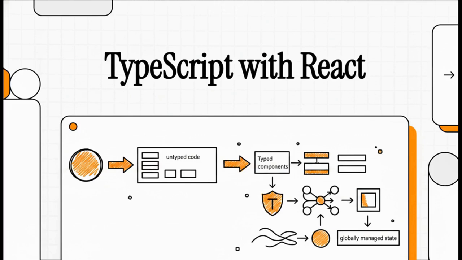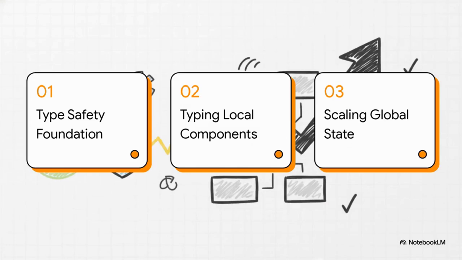We're going to take this from absolute ground zero all the way up to the penthouse of complex, globally managed application states. So here's our agenda for the build. First, we'll lay down Phase 1, the type safety foundation. Then we move on to Phase 2, typing local components. And finally, Phase 3, scaling to global state.